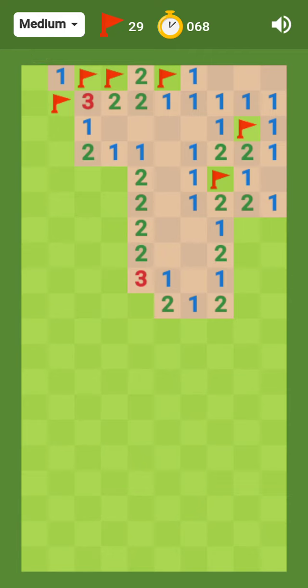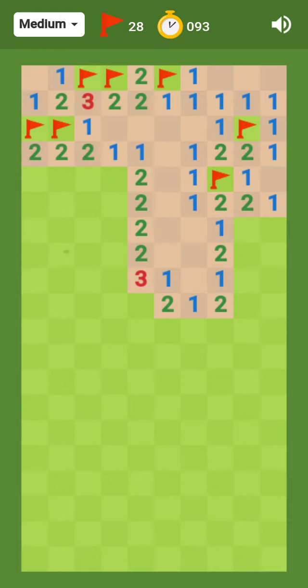Dig that up. There we go. Yes. Oh, that means this is a mine. Dig that up, which means that's a mine. Here we go. We're getting somewhere, which means we can dig that up. And that's a mine. Dig that up. Dig that up. Woohoo! We're doing it.